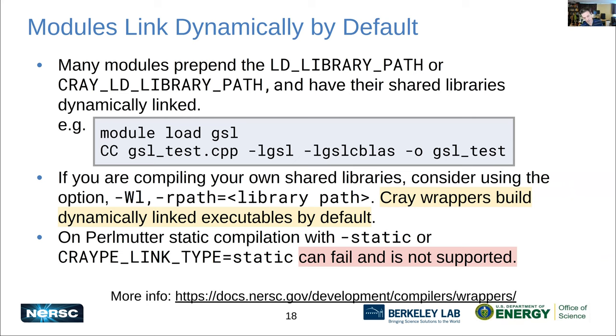So modules link dynamically by default on Perlmutter. That's to say, if you are compiling things with the wrappers, it will try to put the path in with this -Wl,-rpath library path, and what that essentially means is when you're using it, you don't have to specify the location. One thing to point out, a difference from Cori, is that using -static or the Cray PE link type equals static can fail on Perlmutter and it's not supported because of that.